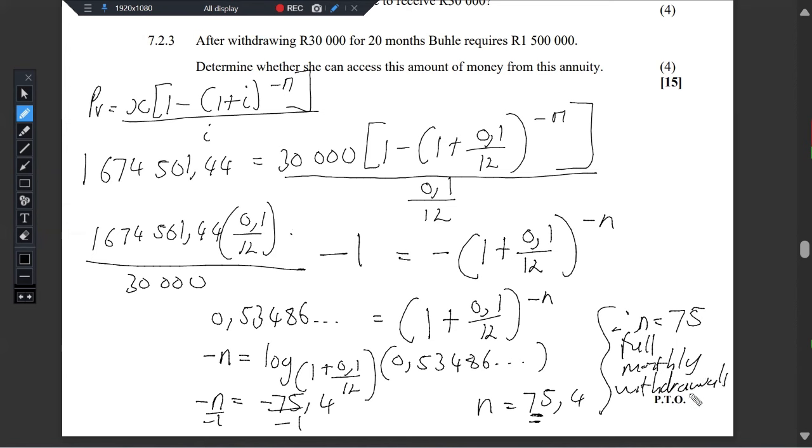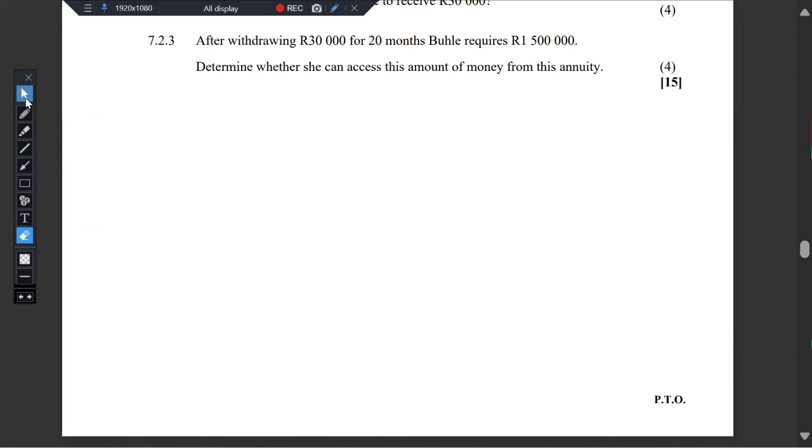of the 30,000, right? So again, if you are interested in finding this one, and then where I explain it much more deeply, you can check out that video. Then, okay, now let's proceed to 7.2.3. Says after withdrawing 30,000 for 20 months, Buhle requires 1,500,000. Determine whether she can access this amount of money from this annuity, yes or no, right?